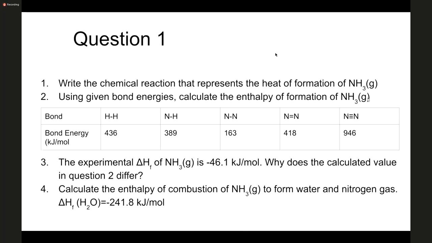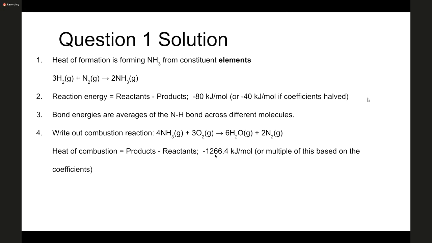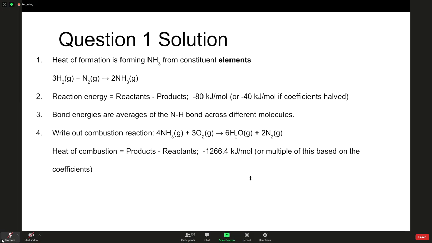And this is what I was talking about with the heat of formation of elements being zero earlier. Once you write out this reaction, you're given the heat of formation of H2O, and you know that the heat of formation of N2 is zero, and the heat of formation of O2 is zero because they're in their elemental form. You could use either the reaction given to you in three or what you calculated. I would use the one in three, but then you can calculate from the products minus reactants formula to get this answer.